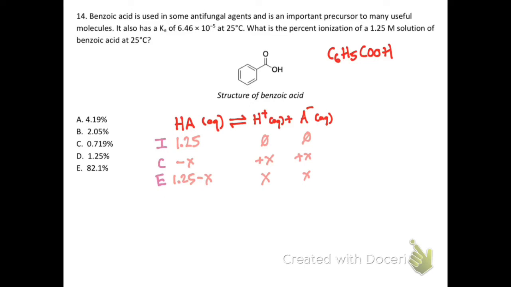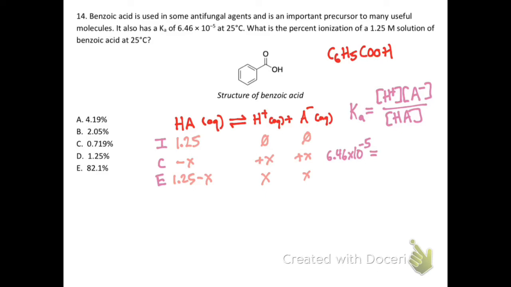That expression is products over reactants, classic, H plus times A minus all over HA. So now we'll plug in our values and solve. Let's see what we end up getting. This is a Ka reaction. Here we go. We have our Ka, 6.46 times 10 to the -5th.